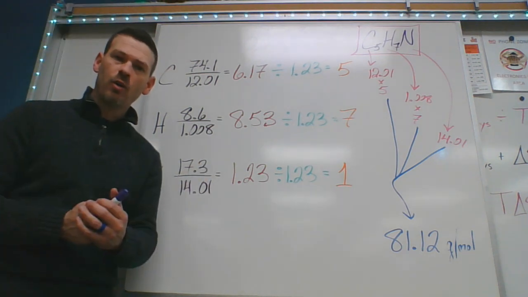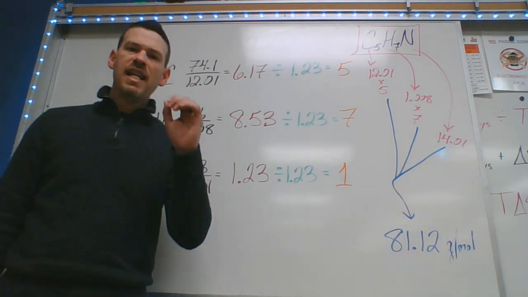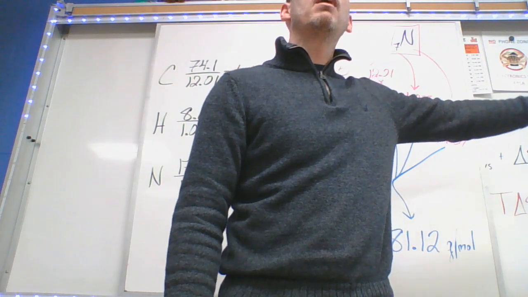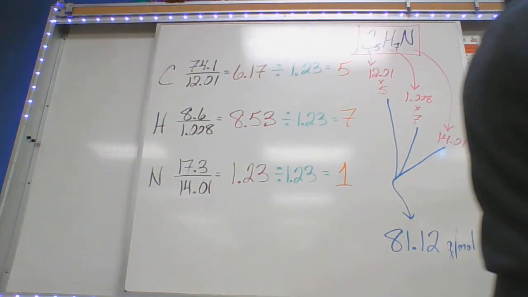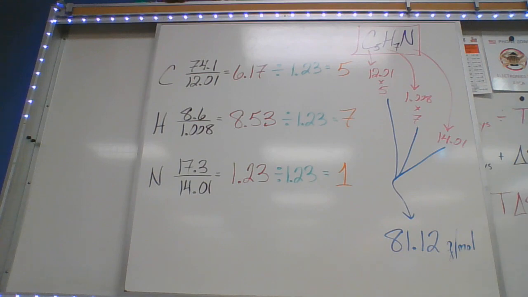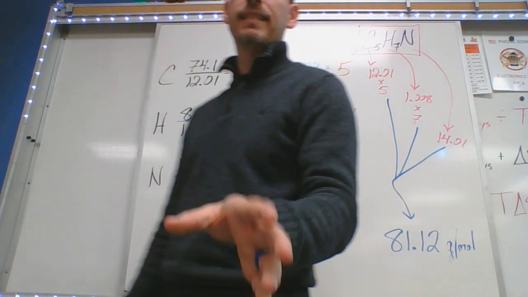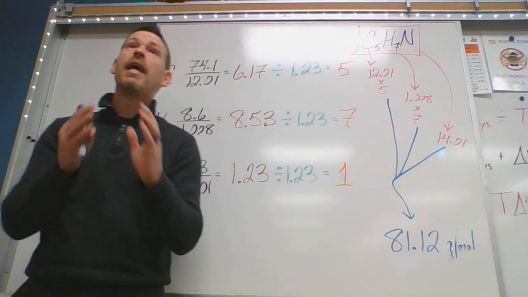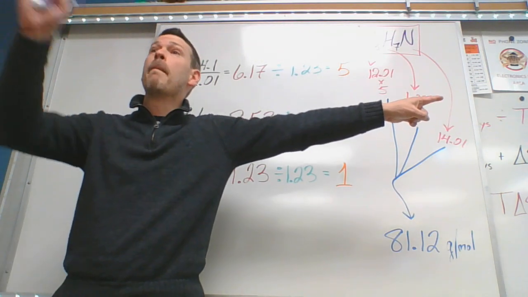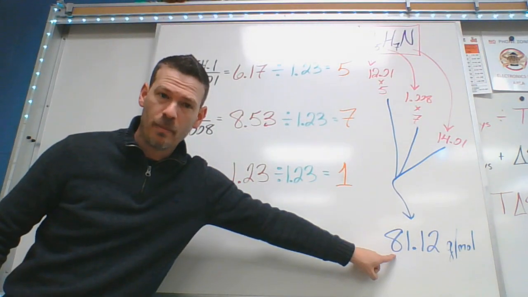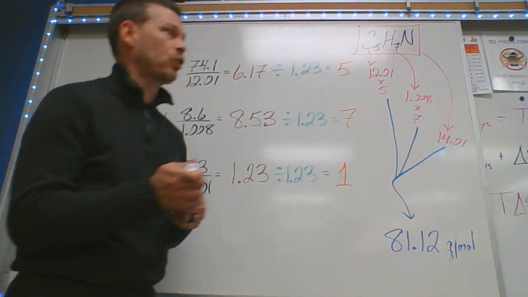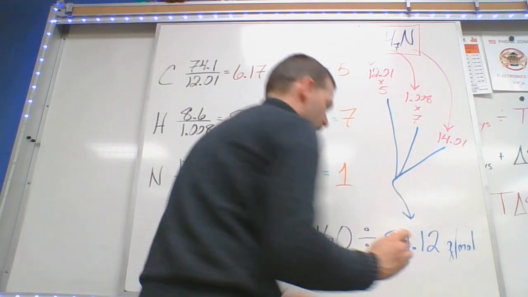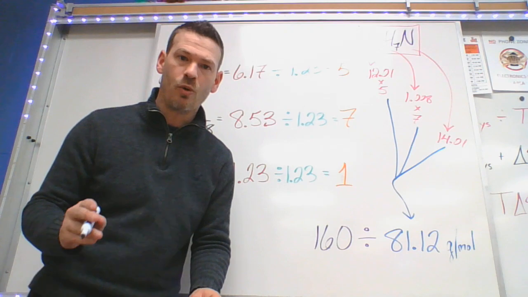Next step, just following our rules. It says to divide the given molar mass. Now, look back at the screen. There's a number we haven't used yet. It gave us a value on the screen of 160 as a given molar mass. So read it carefully because you cannot invert these numbers, and a lot of y'all want to. It says divide the given molar mass by the empirical molar mass. So I'm going to divide the number on the screen, which is 160, divided by the molar mass of the empirical.